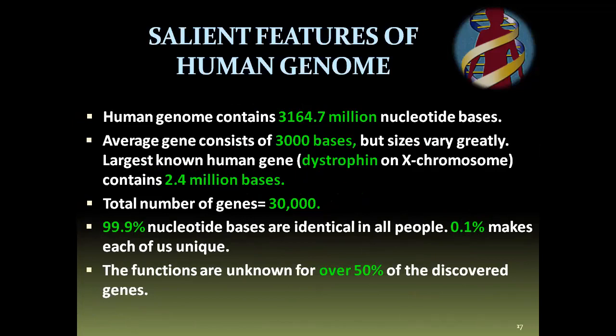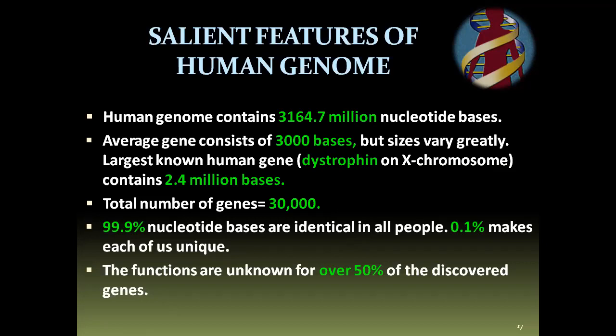from the examination point of view that we need to remember. 3164.7 million nucleotide bases; calculations play a big role in the NEET entrance examination. The average gene consists of 3000 bases. Sizes vary greatly. The largest known human gene, dystrophin, on the X chromosome, contains 2.4 million bases. The total number of genes is 30,000.